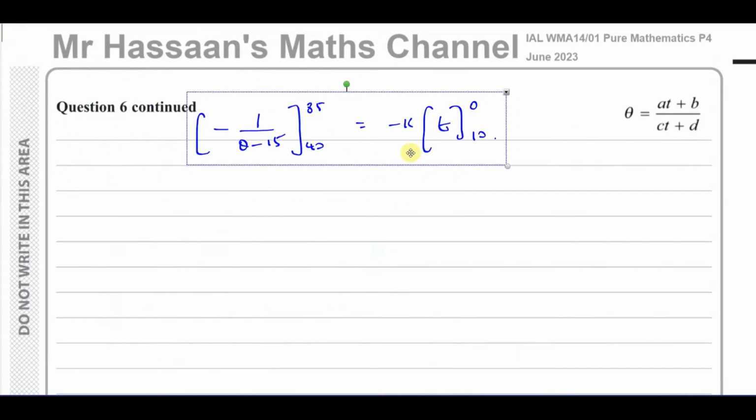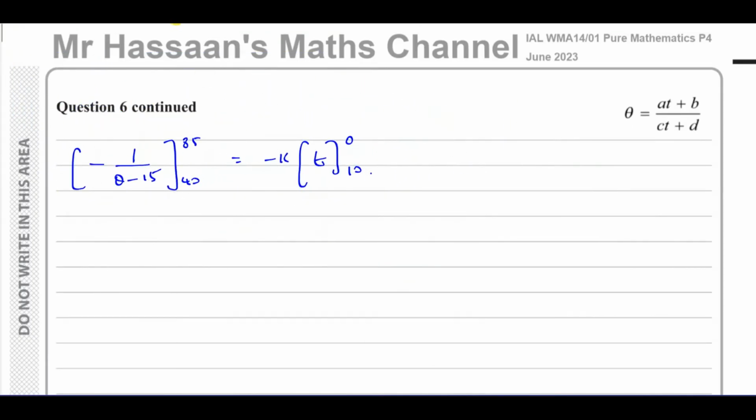Okay, so we've got this now. This is how far we got. Now what I'm going to do is to make life a bit easier here. There's a minus here, and if I multiply the top and bottom by minus 1, this will become basically 1 over 15 minus theta. So if I take minus 1 over theta minus 15 multiplied by minus 1, that will be 1 over 15 minus theta. That makes life a bit easier, I think, when we are substituting values in. Minus k, and you've got t, and 0 and 10.